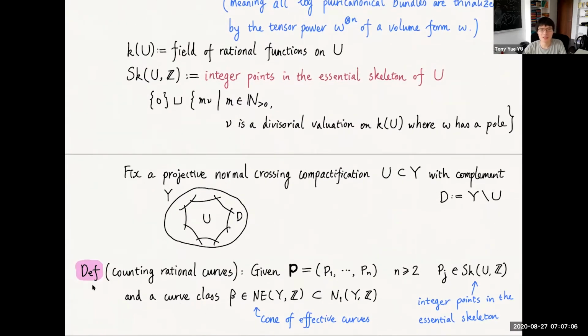So now let me explain what are the curves that we count for the Frobenius structure conjecture. So we are given an n-tuple of points in this S_K(U)(Z). So the name is integer points in the essential skeleton. It has a more intrinsic definition, but we can just use this explicit description. So we fix an n-tuple of points in here, and also some curve class in the cone of curves. So we write the cone of curves just because it's essentially an algebraic theory. You can also work just with homology class, for example.